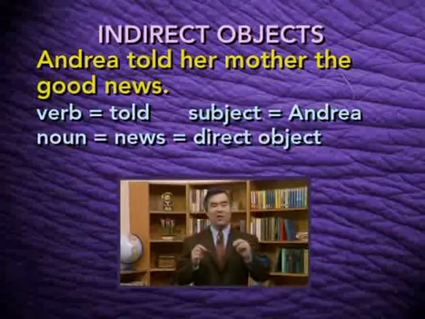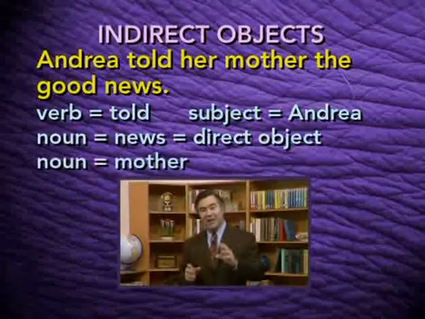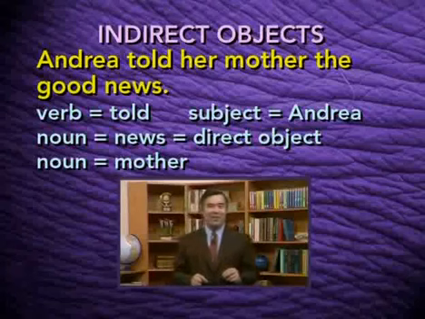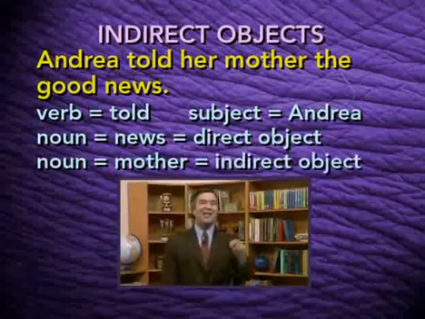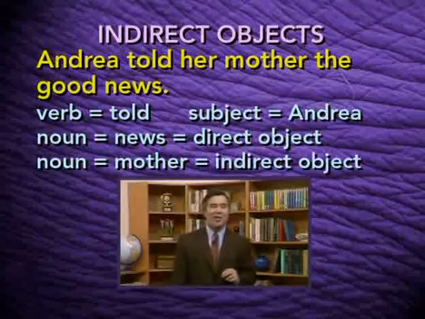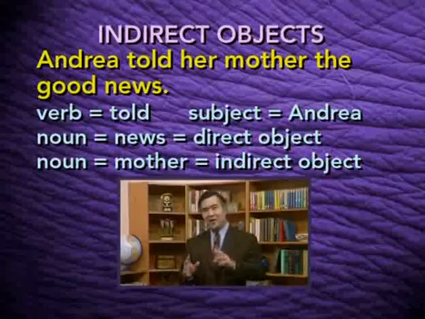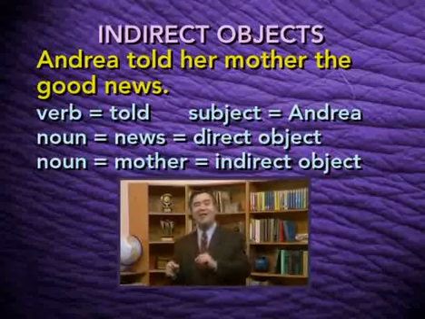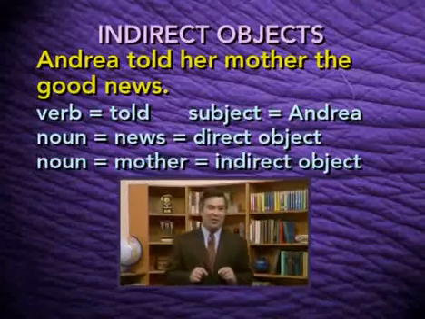That's what Andrea told. However, we notice there's another noun, her mother. That phrase has been stuck in between the direct object and the verb. What role does her mother play? Her mother is the indirect object. That answers the question to whom Andrea told the good news. So the direct object is news. That's what Andrea told. And her mother is the indirect object. That's the person to whom the news was told.